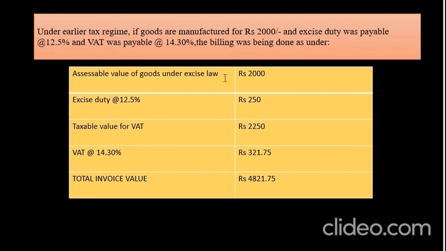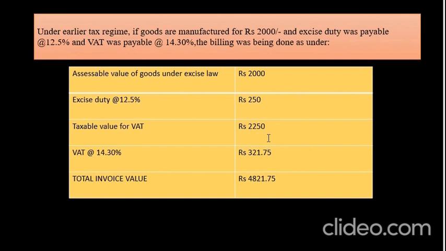So the earlier regime calculation was like this, where the assessable value of the goods under excise law was rupees 2000, that is the manufacturer's cost, on which he charges excise duty and collects it from the distributor. So excise duty of 12.5% gives us 250. So 2000 plus excise duty 250 gives us 2250. So this is the total, where when the goods are moved from the manufacturer, the distributor gives 2250 and buys the product.